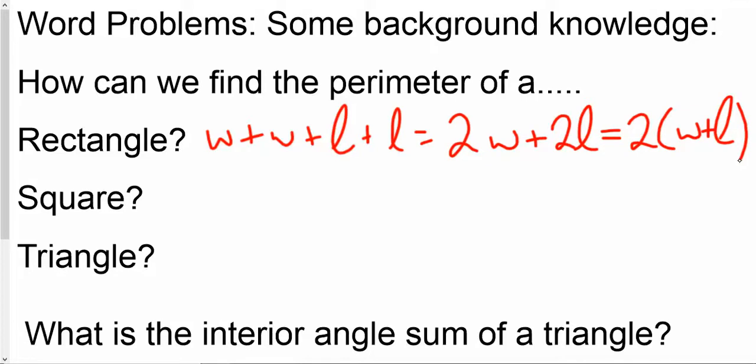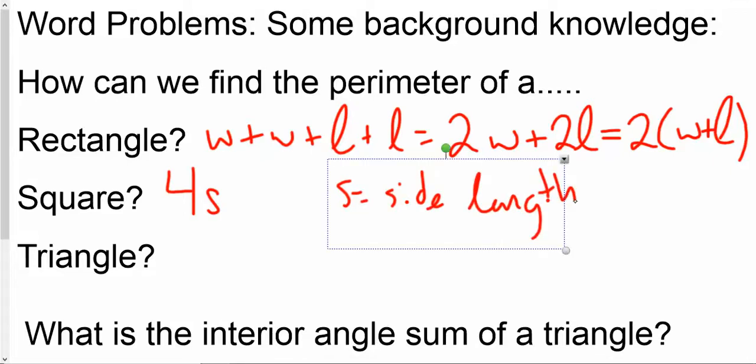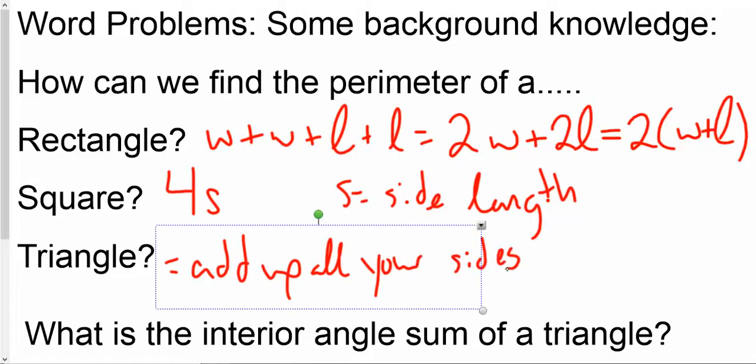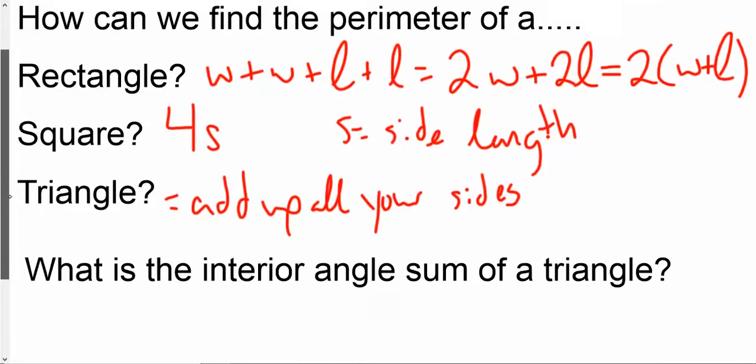A square is a square partially because of all four sides being congruent. We could just say 4s, where s is the side length. The other part is that a square has 4 right angles, right? Otherwise, it could be a rhombus. And for a triangle, well, this kind of gets back to add up all your sides. Now, we're not trying to say use Pythagorean theorem if it's a right triangle to figure out each length, or even isosceles where 2 of the legs are equal. We're just saying the perimeter of a triangle in general.